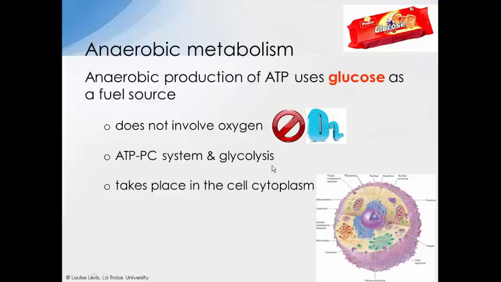And glycolysis is the name of another metabolic pathway. It's more complex than the ATP-PC system, and we'll also look at that in a bit of detail later on. So anaerobic metabolism is the production of ATP without oxygen.